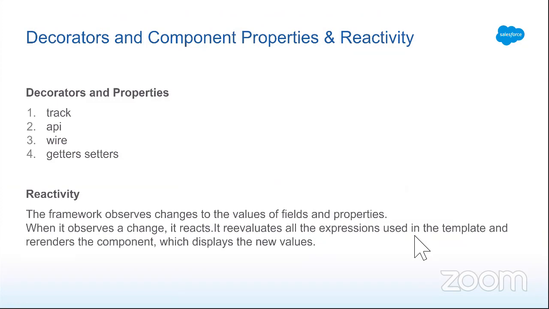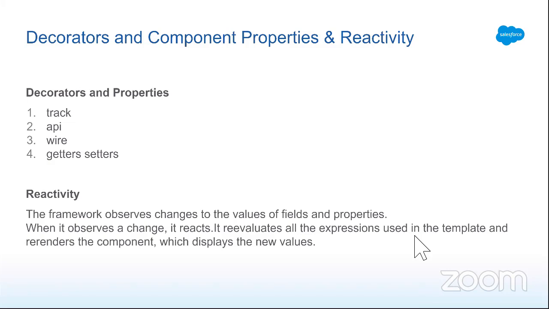So next we have decorators, component property, and reactivity. First we'll discuss what is reactivity. Reactivity, as the name suggests, is to react on something. Let's say we have some properties, we have stored some data in those properties, and whenever that data changes, we want the component or the UI to refresh automatically.